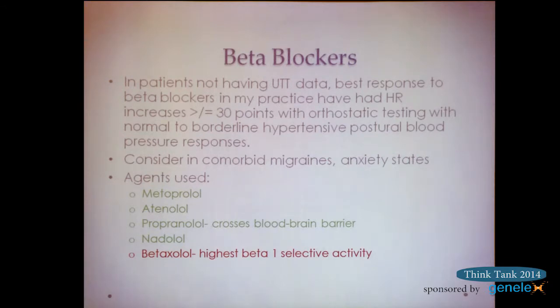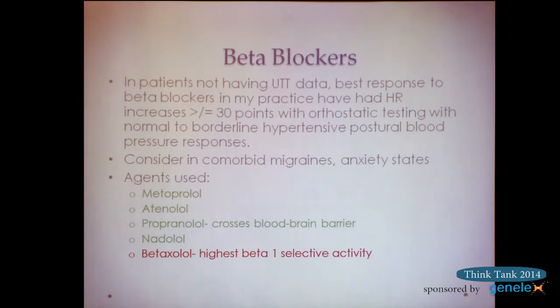We would consider using beta blockers too, especially if we have comorbid migraines and anxiety states. So beta blockers have been used for years for performance anxiety. They do have a little bit of a calming effect, and there have been reports, or some theory, that maybe they actually help sleep.